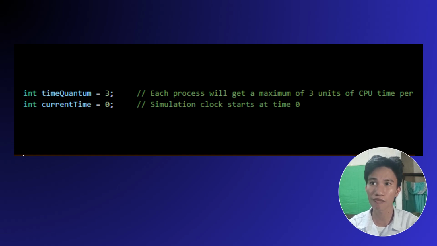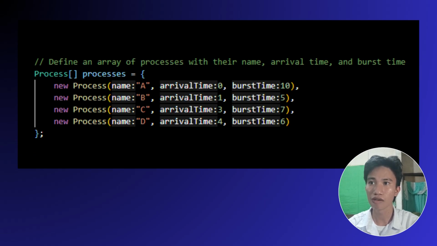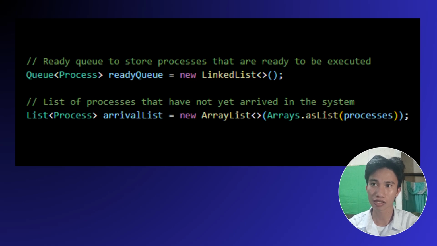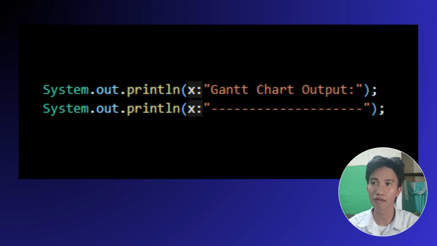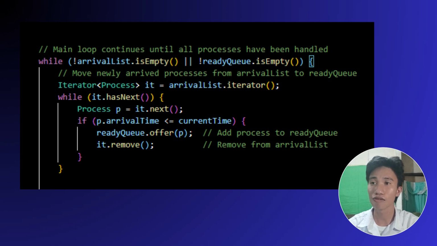This defines the sample processes. We hard code four sample processes, each with a name, an arrival time, and a burst time. We use two collections: a ready queue for processes ready to use the CPU, and an arrival list for those that haven't arrived yet. We print some console output to label the timeline of execution, like a Gantt chart. The main loop runs until all processes have arrived and finished executing.